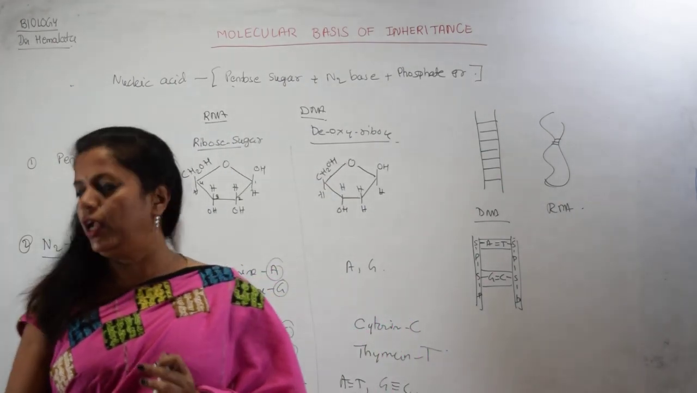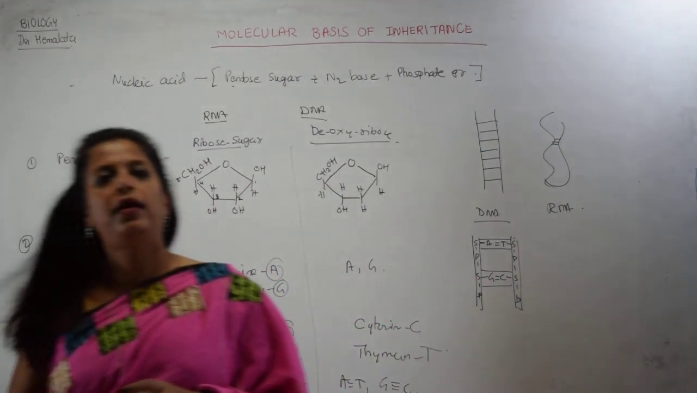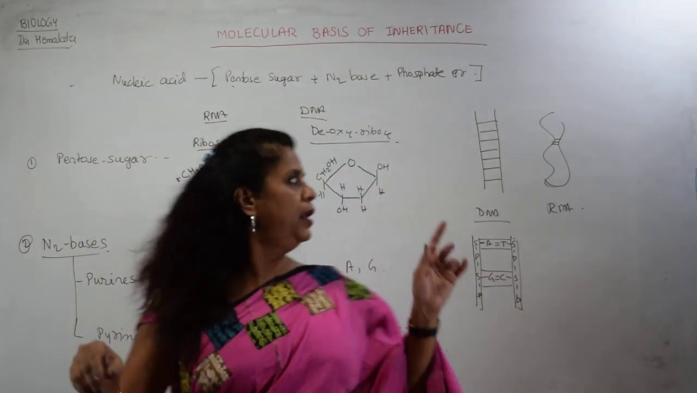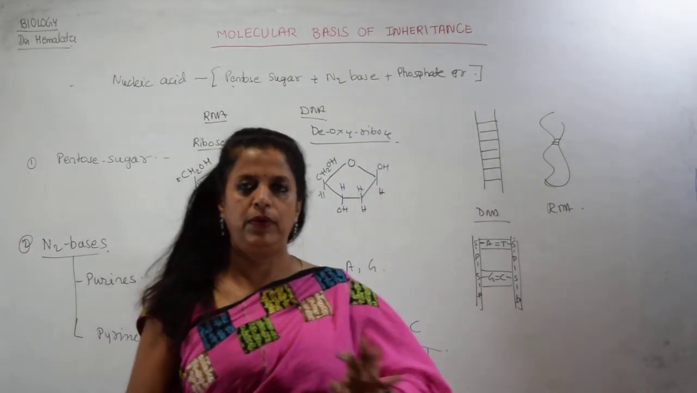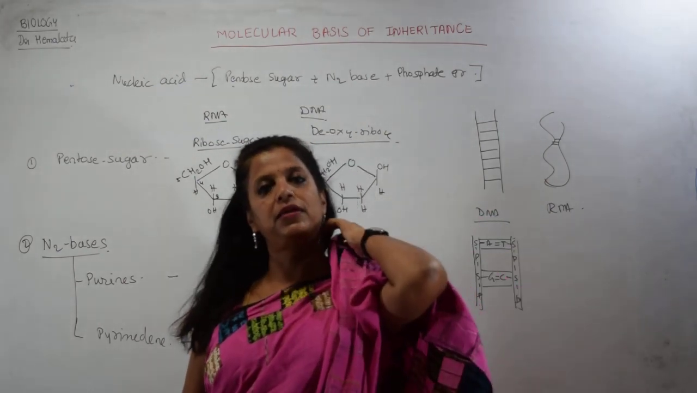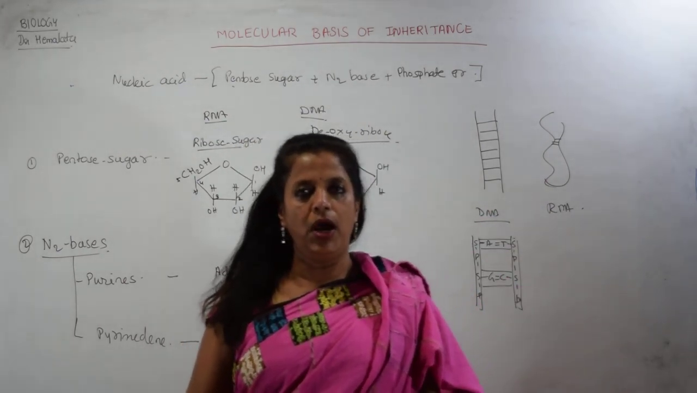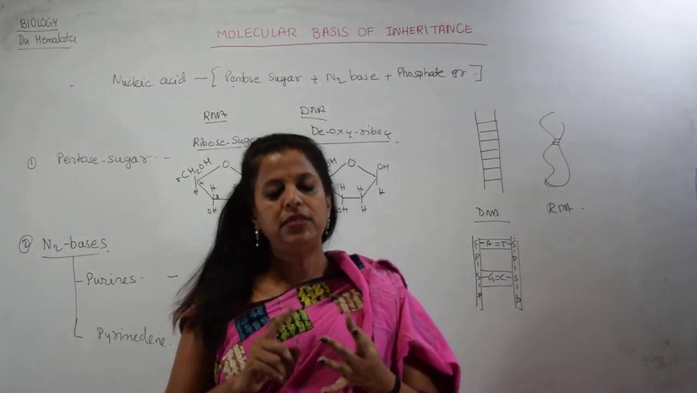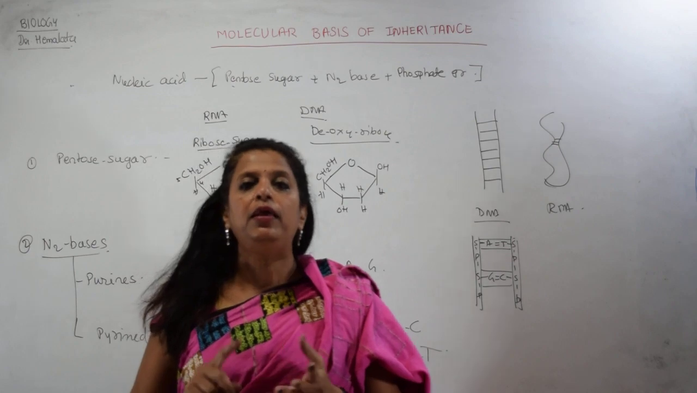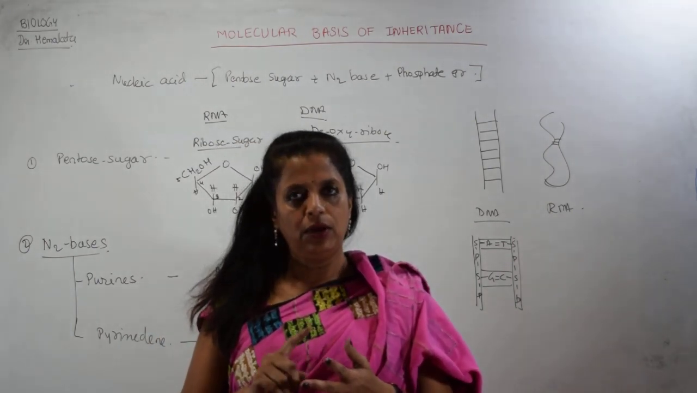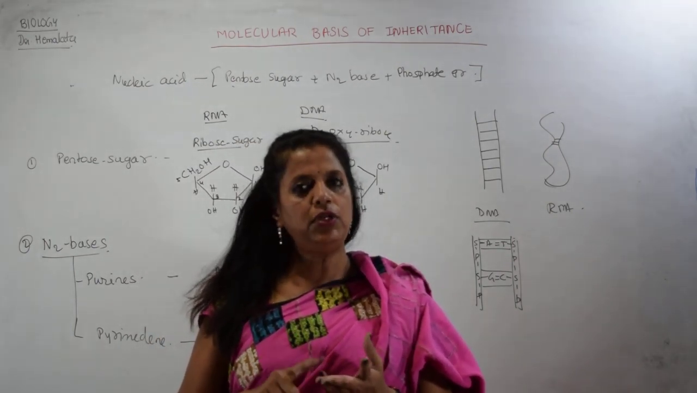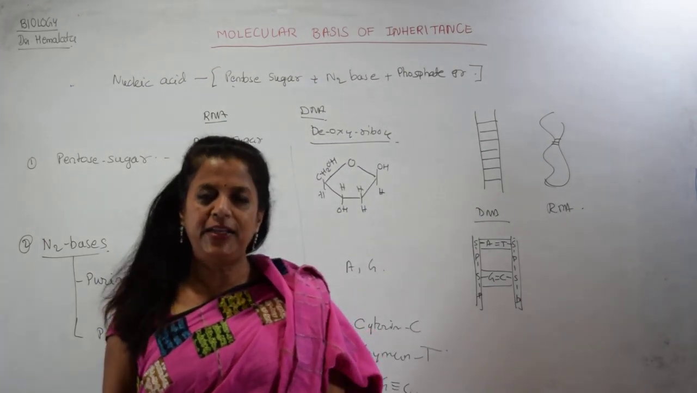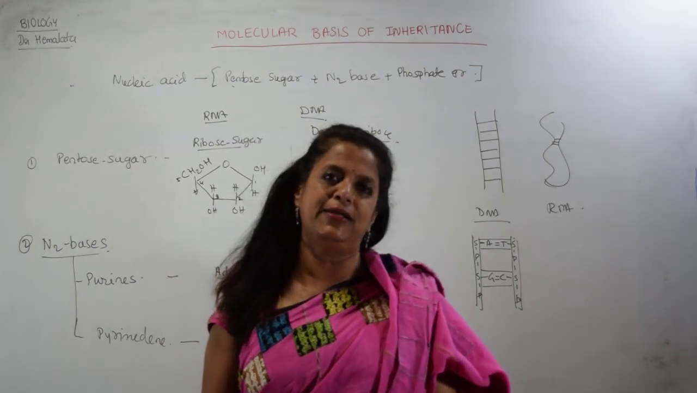Other differences, so let me list them all. RNA contains ribose sugar, and DNA contains deoxyribose sugar, right? Second is nitrogen bases. In RNA the nitrogen bases are purines, adenine and guanine, and pyrimidines, cytosine and uracil. In DNA you have adenine and guanine as purines, and cytosine and thymine as pyrimidines. And normally DNA is a double stranded structure, RNA is a single stranded structure.